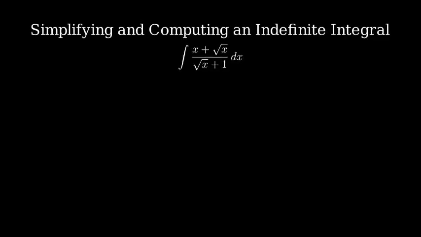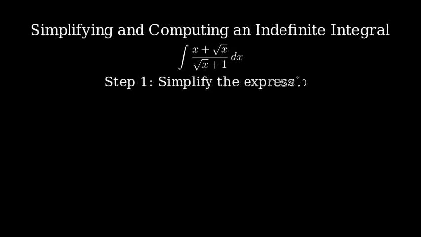Let's solve the indefinite integral of the expression. We're given the integral of x plus square root of x divided by square root of x plus 1 dx. To start, let's simplify the expression by dividing both the numerator and the denominator by square root of x.